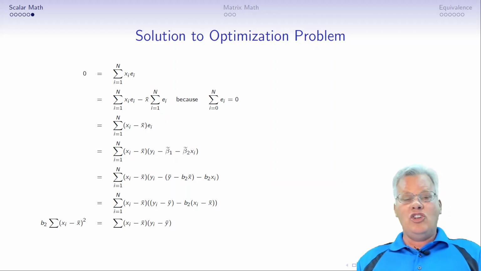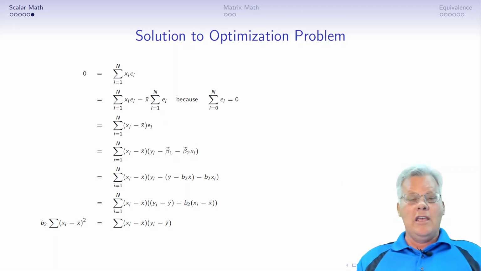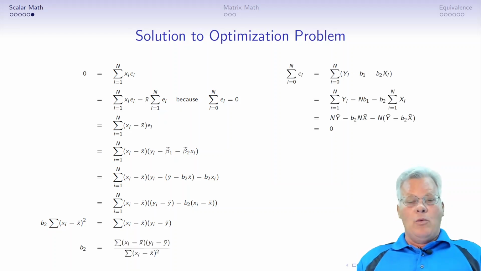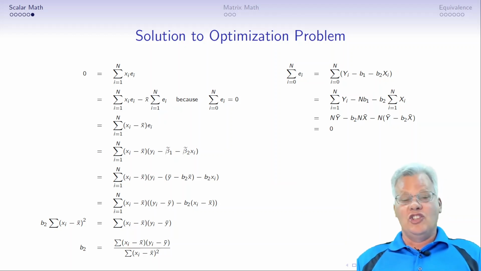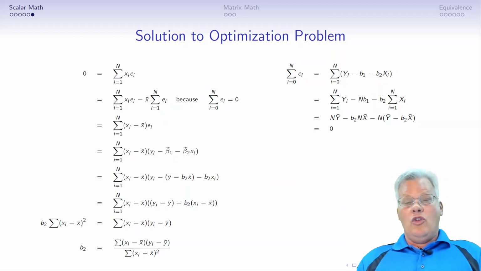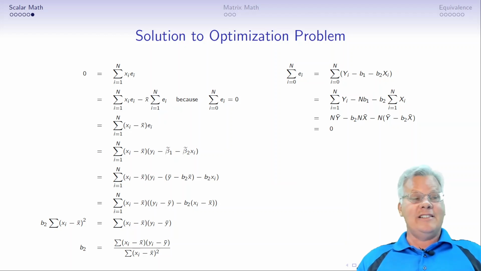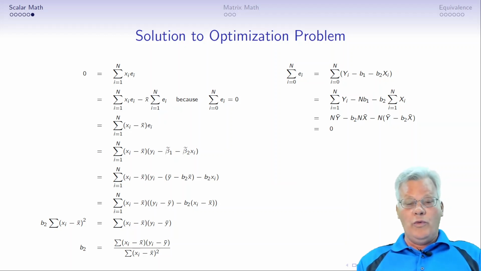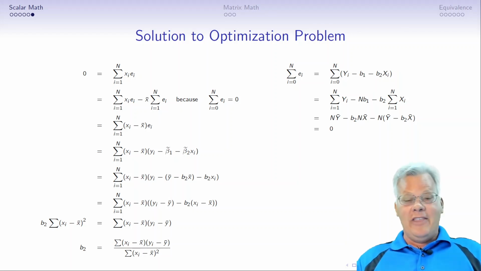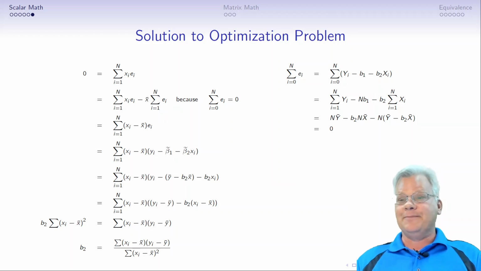And moving b2 to the left-hand side of the equality, now it's abundantly clear how I would solve for the OLS slope. I would divide both sides by the sum of x i minus x bar quantity squared, and I get the familiar OLS slope. We might say intuitively at this point that the OLS slope is equal to the sample covariance of x and y divided by the sample variance of the explanatory variable x.